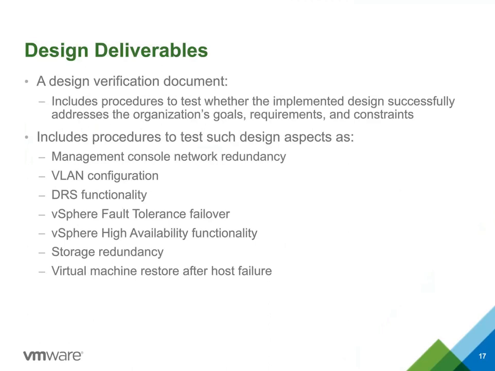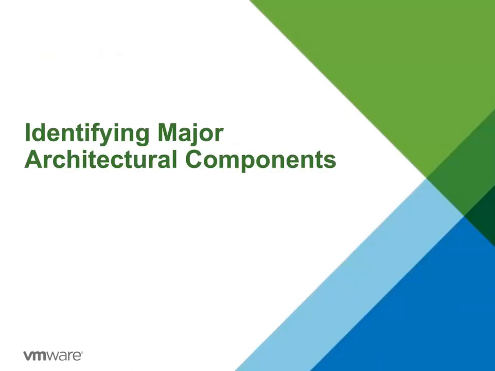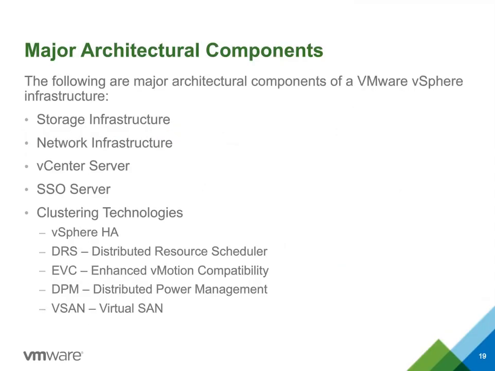In the remainder of this webinar, we're going to be taking a look at the various major architectural components that go into a virtual infrastructure architecture. Various components go together to build a vSphere virtual infrastructure. These include storage infrastructure, network infrastructure, the vCenter server or servers, the SSO server, and various clustering technologies such as HA, DRS, and so forth.